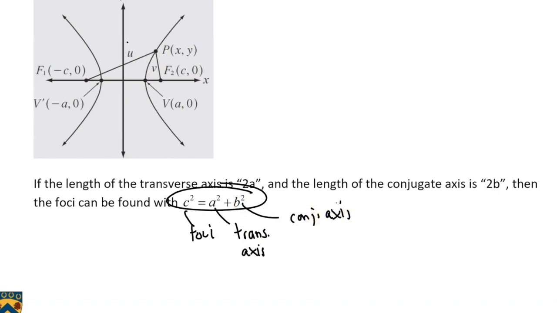Okay, and once again, you'll be saying, hey, do we have access to this formula? You will for your assessments, and so just know that c squared equals a squared plus b squared for our hyperbolas.